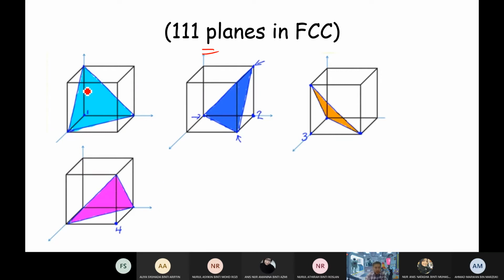Ada pelajar tak pasal plane ni? 111 plane. Have you learned about this? Pernah belajar tak? Pernah. Ingat.